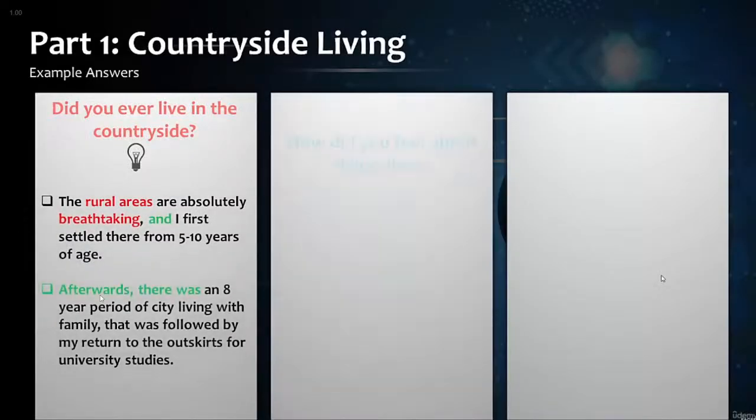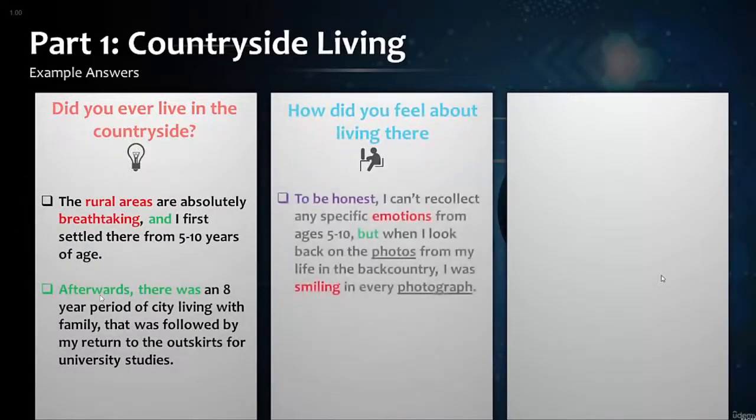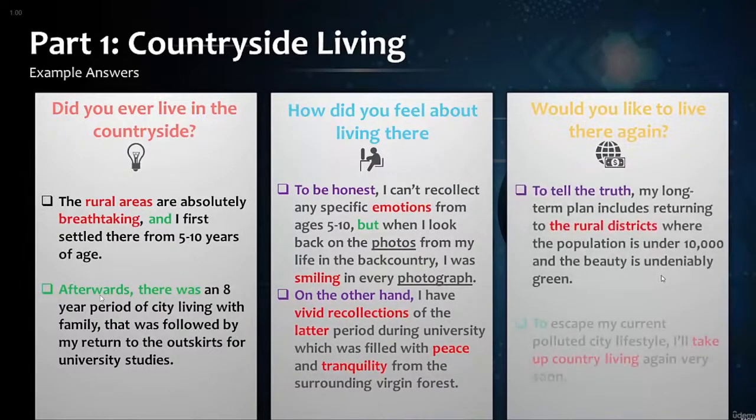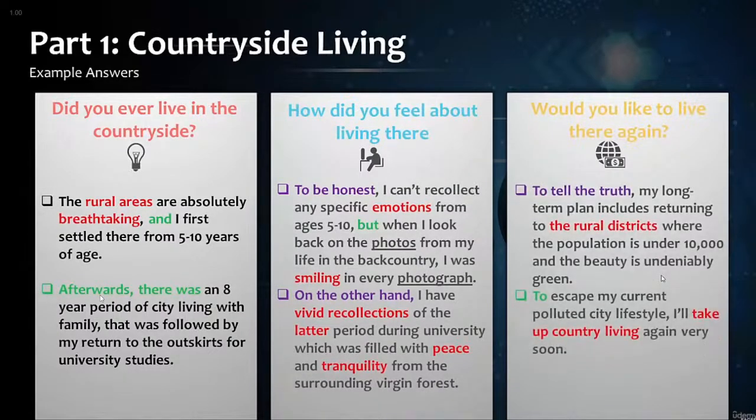Let's talk about living in the countryside. Did you ever live in the countryside? The rural areas are absolutely breathtaking, and I first settled there from 5 to 10 years of age. Afterwards, there was an 8-year period of city living with my family. That was followed by my return to the outskirts for university studies.